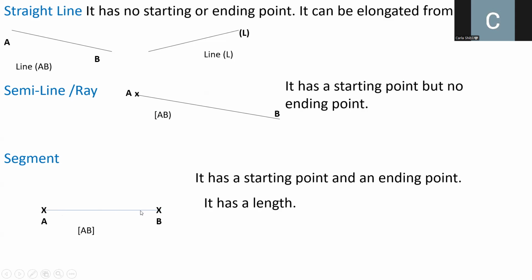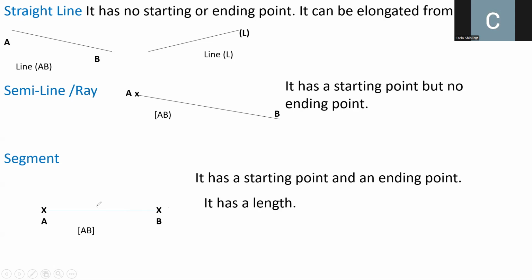Every segment, I can find its midpoint. What do I mean by the midpoint? It is a point in the middle of the segment. How can I find this point? I measure the segment. Suppose I use the long ruler and I measured this segment. This segment, for example, is 6 centimeters. So to find the midpoint of segment AB, I divide 6 by 2.